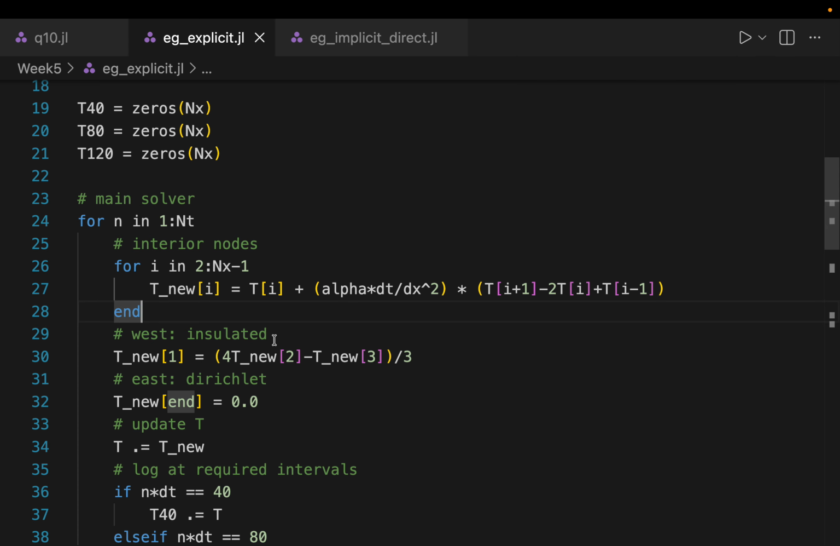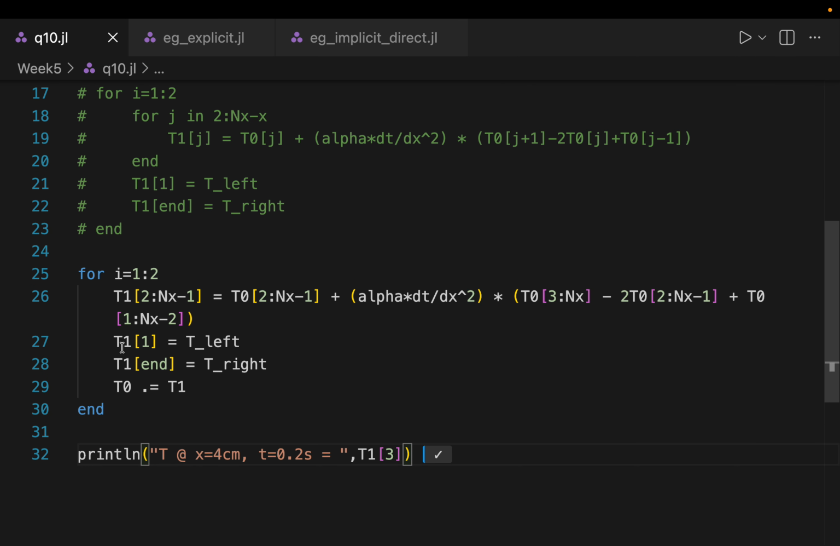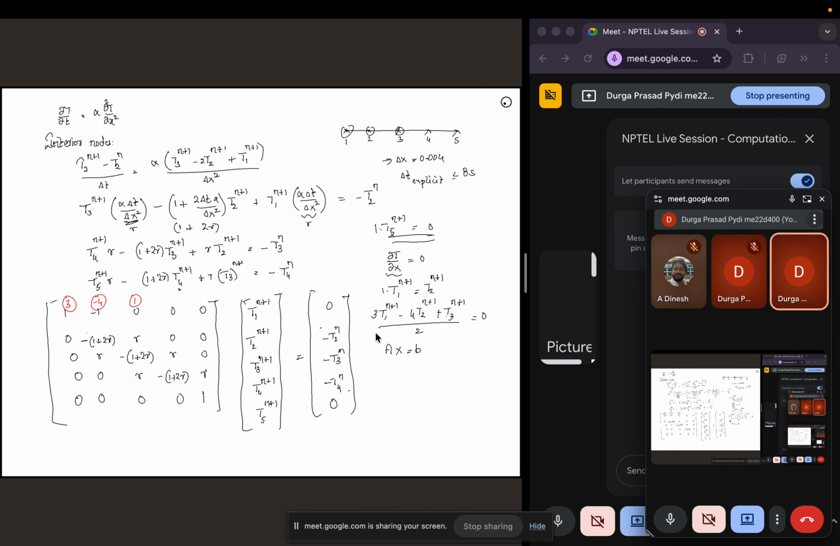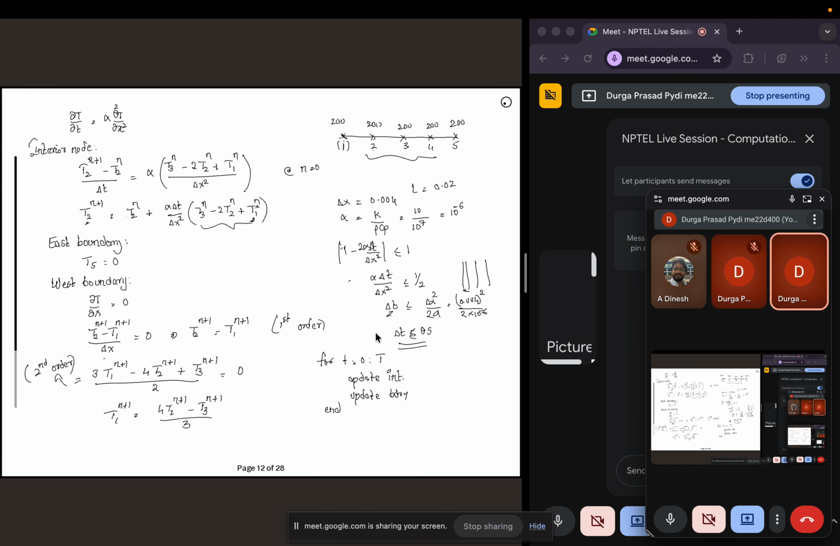The only difference now comes in the insulated boundary. In the previous problem, we had a Dirichlet condition. So all I had to do is say that the temperature at that particular point is equal to the boundary condition. Now when I have an insulated condition, I have to modify this equation accordingly. So the equation becomes something of this sort, where T1 at n plus 1 is, I'm using a second order accurate scheme, so this will be 4T2 at n plus 1 minus T3 at n plus 1, divided by 3.